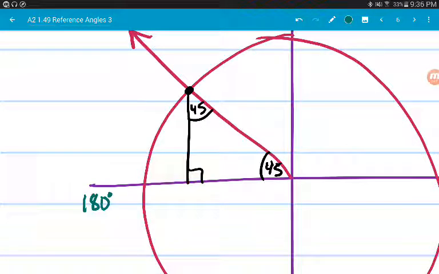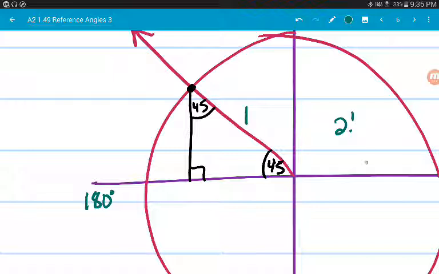We want to label our side lengths. The hypotenuse is always 1. And how many 45 degree angles are there? There are 2. So that means that there are 2 rad 2 over 2 side lengths.